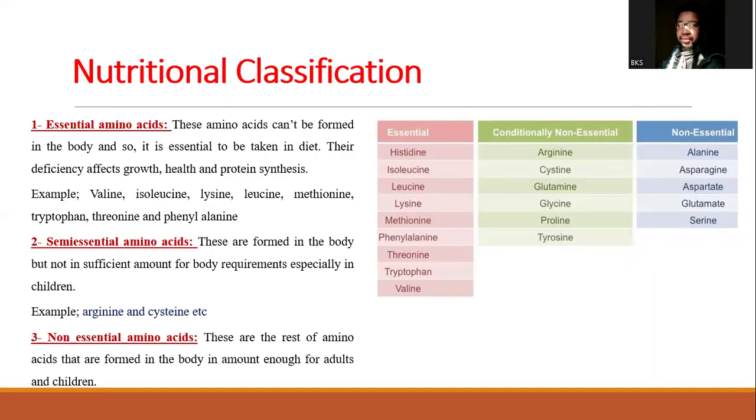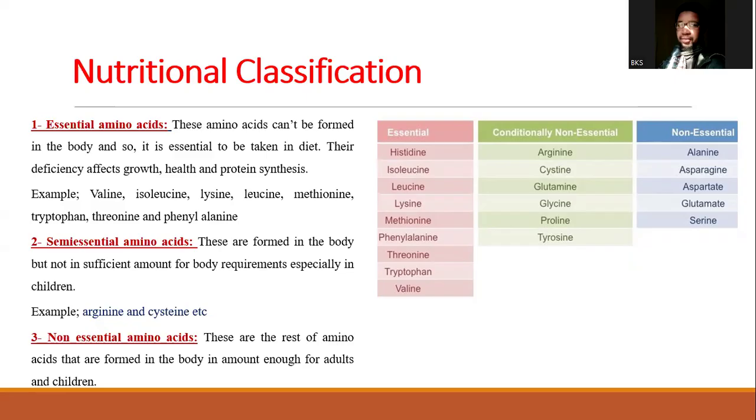Now, we'll finish classification based on chemical property. Now, classification based on nutritional concern. They are classified into three: essential, non-essential, and then conditionally essential. Initially, it was essential and non-essential.